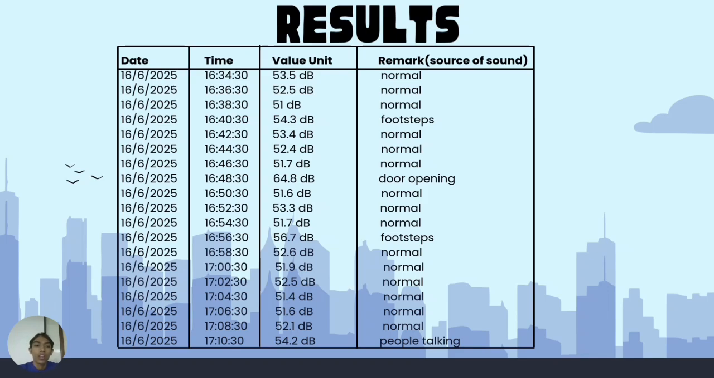Okay, for 4:42 p.m. to 4:46 p.m., the data still looks normal, and at 4:48 p.m. the data increased, and the remark is door opening, because the sound effect is so loud. And for 4:50 to 4:55, the data comes back to normal. At 4:56, the data increased a little bit, so this is footsteps. For 4:58 to 5:08 p.m., it is all normal, and the last, at 5:10 p.m., is just people talking. So we go to the next.